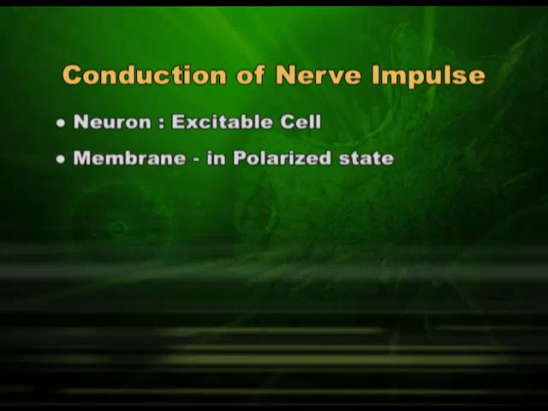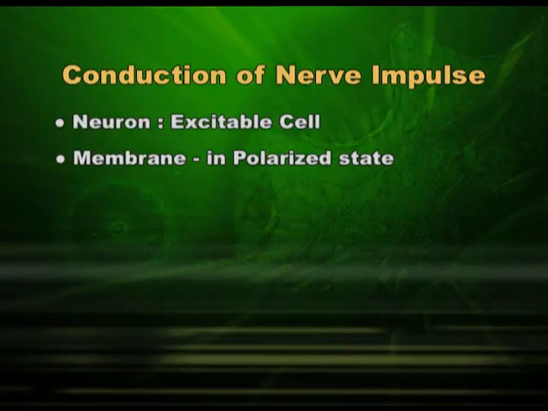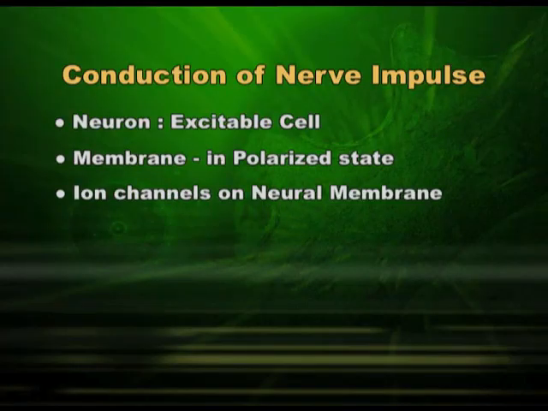Now, the membrane of a nerve cell is in a polarized state. How is it in a polarized state? The reason being that it has ion channels. If I say channel, I mean the ions can pass through these channels. So, the presence of channels is important in the case of a nerve cell, which will keep it polarized. I am going to explain a little later what I mean by polarized condition.